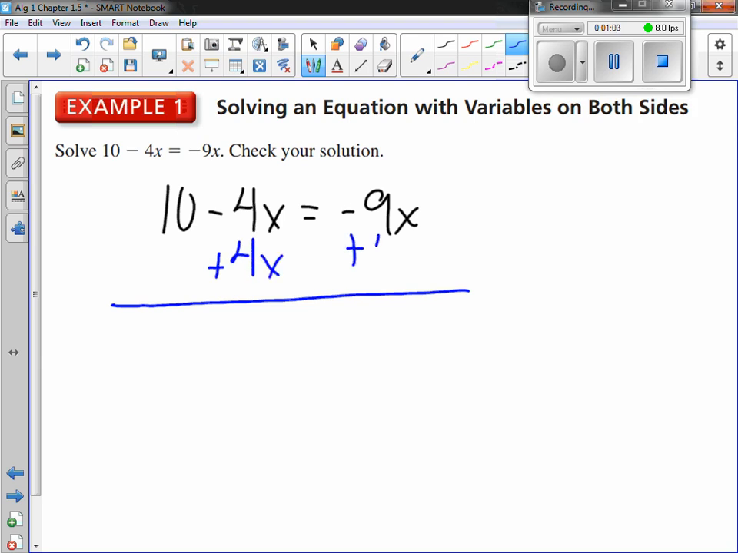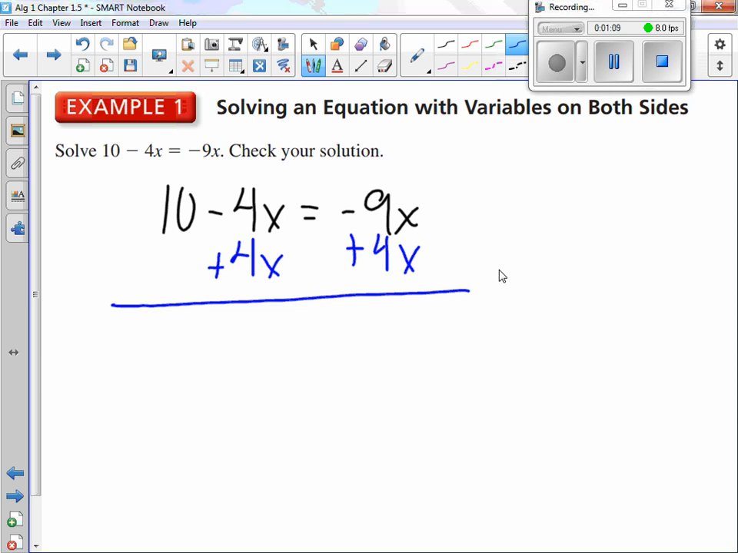I would add 4x. Is there anything else with the 9x? Well, the negative 9, yes? But there's nothing else added or subtracted. So if we move it over, the x's will be by themselves, because negative 4x plus 4x is 0. So we have 10 is equal to negative 9x plus 4x is what?